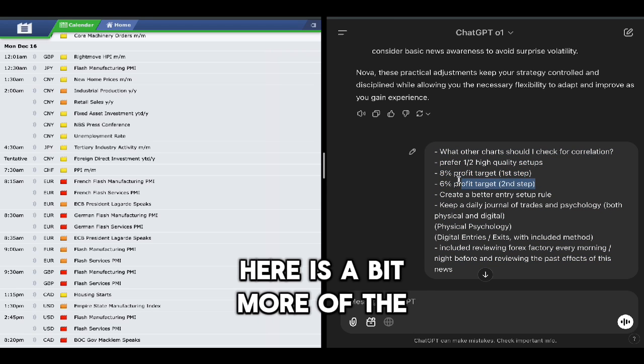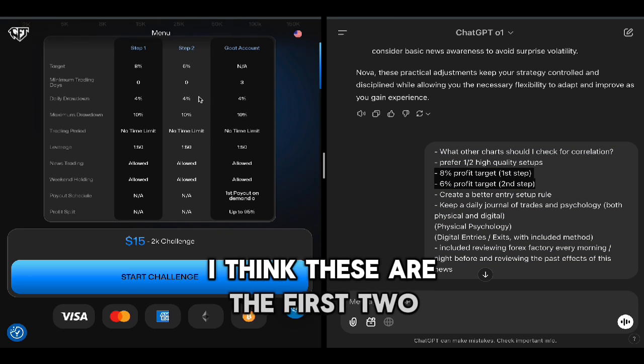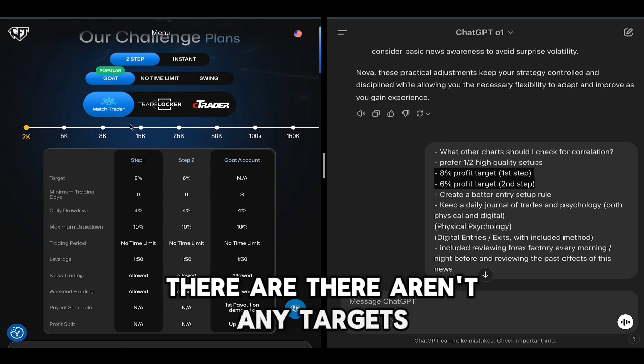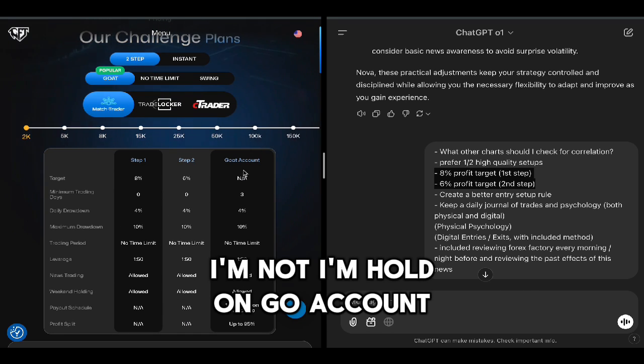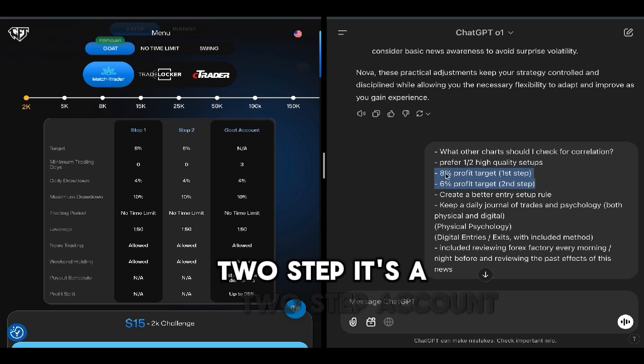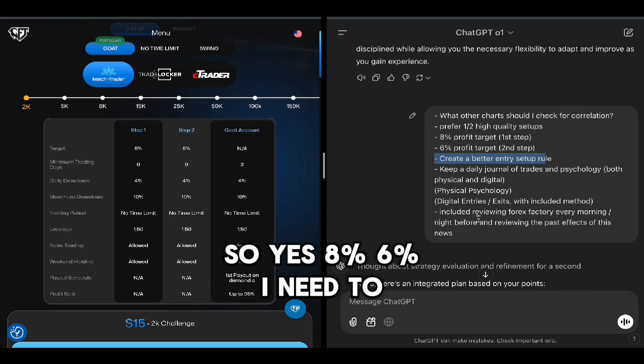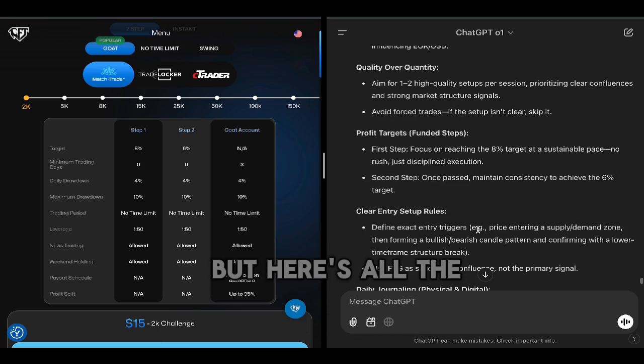Here is a bit more of the plan. I think these are the first 2 steps, but Goat was actually saying to me, there aren't any targets. Hold on. Goat account, yeah, two-step. It's a two-step account, so I am right. So yeah, it's 8%, 6%. I need to create a better entry. But here's all the different points.